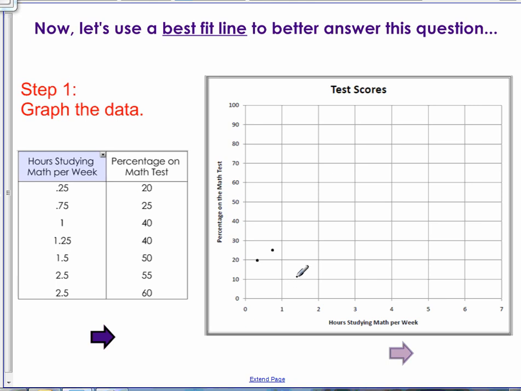So we would go 1 to 40. 1.25 would also be 40. 1.5 would be 50. 2.5 would be 55. And 2.5 again, we have 60. If you look at our data, you could say that this is a positive correlation. So we graph the data.